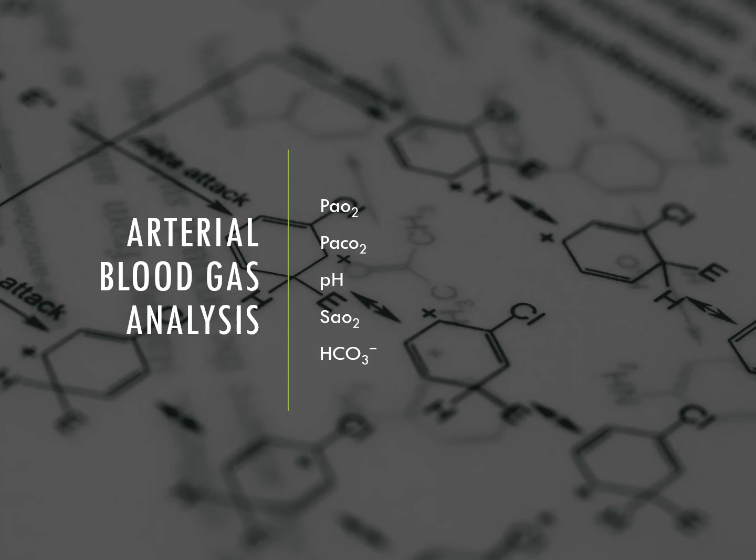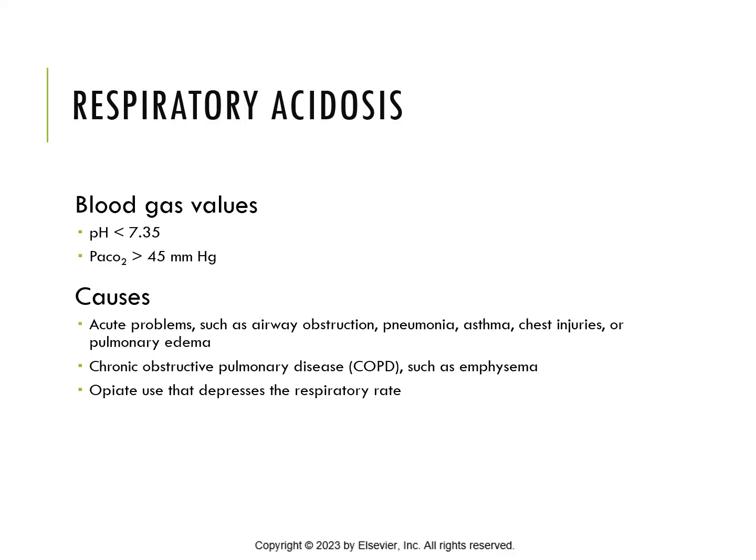Base excess or deficit. This indicates the amount of blood buffer present. Alkalosis is present when this value is abnormally high. Abnormally low values will indicate acidosis. Base excess or deficit is measured in positive or negative values.